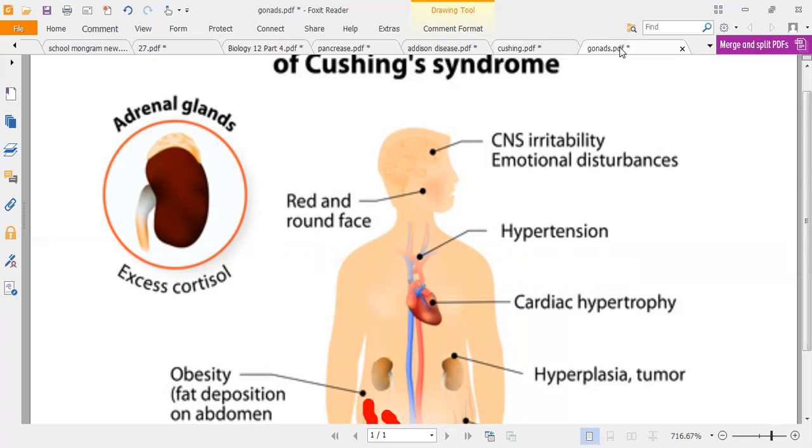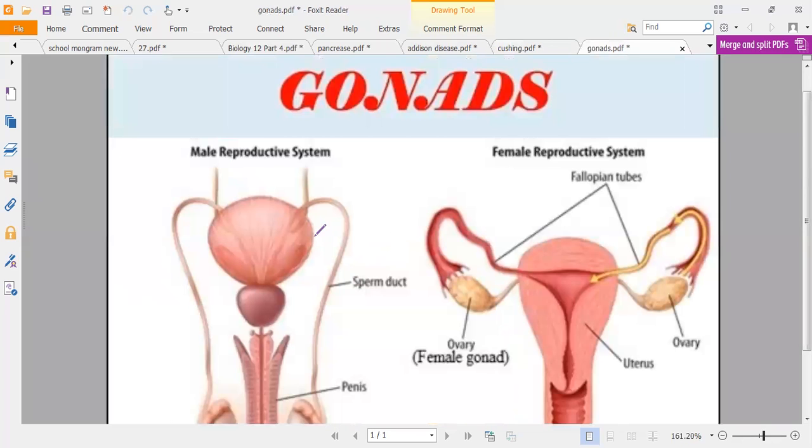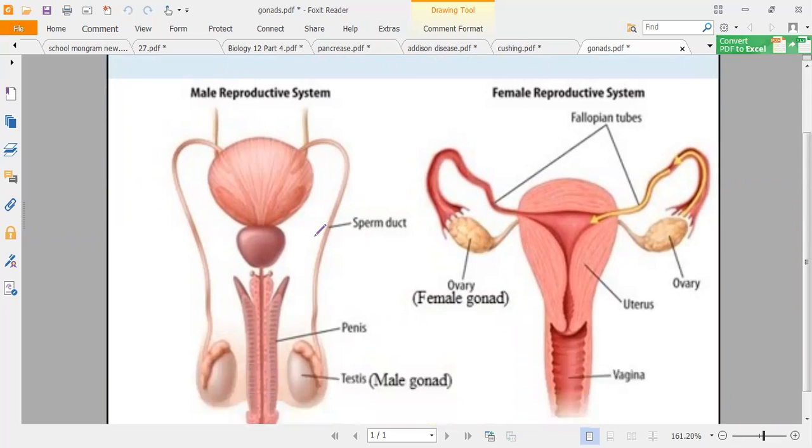Okay, so let's talk about gonads. First of all, let's look at the gonads. There are two types of gonads, present in the male reproductive and female reproductive systems. In males, that is the testes, the male gonad, and in females there are two ovaries. So let's talk about them.